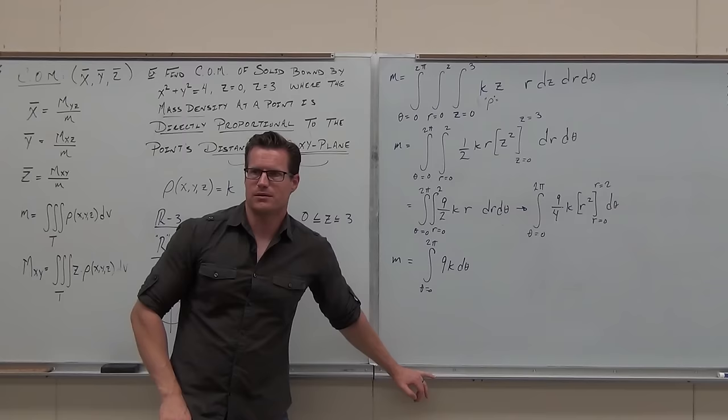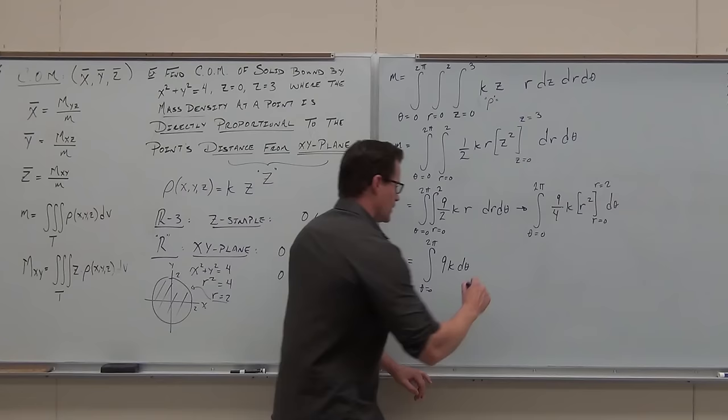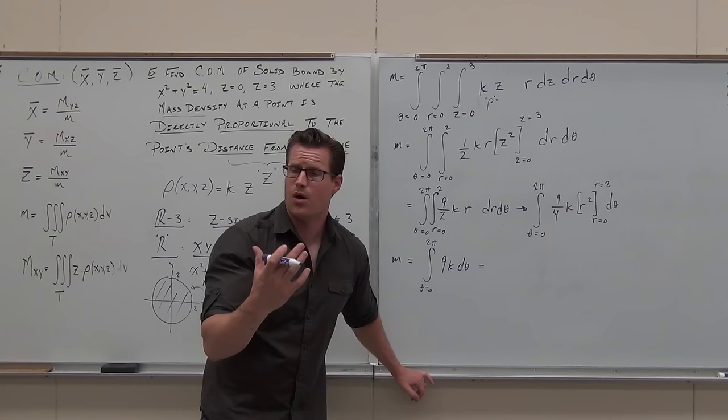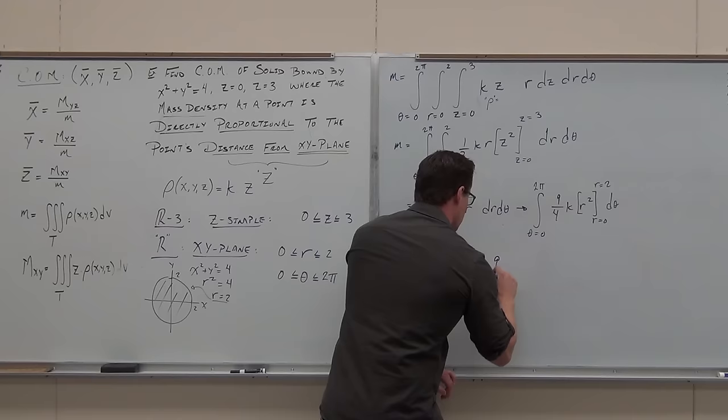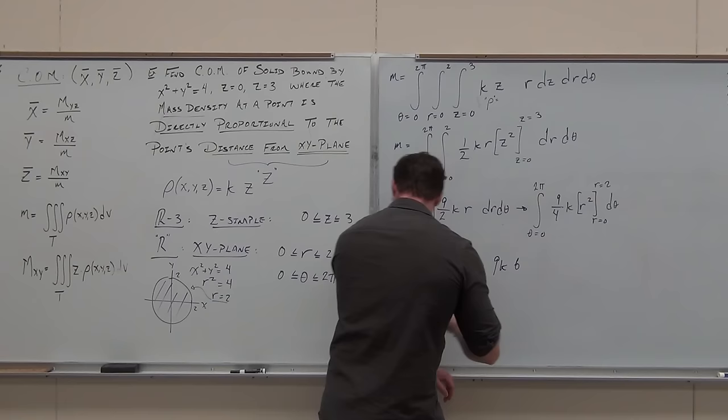What now? Probably the easiest integral we've had in a really long time. Just keep in mind, 9k is a constant. It's just a constant of variation. Do we know it? No. Do we care? Not really. Not for the center of mass, we don't care. That's the awfulest theta. Don't erase that. Can't put that on video.